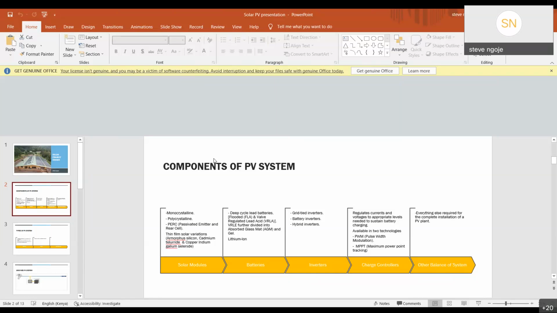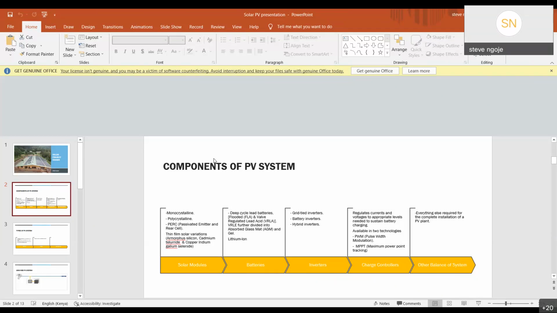Poly is just polycrystalline. It's the same material as monocrystalline, but from several silicon wafers. And then we have PERC. So PERC, this is where I'm going to base most of my discussion. That is passivated emitter and rear cell.